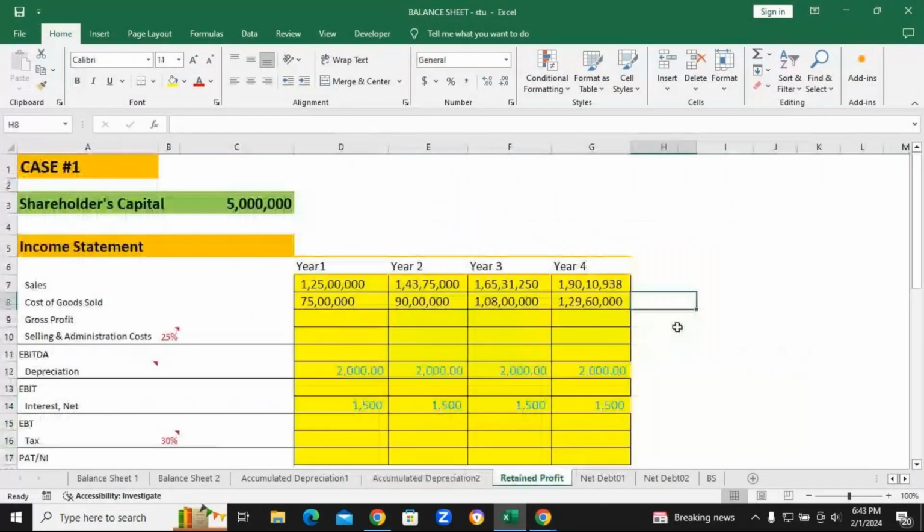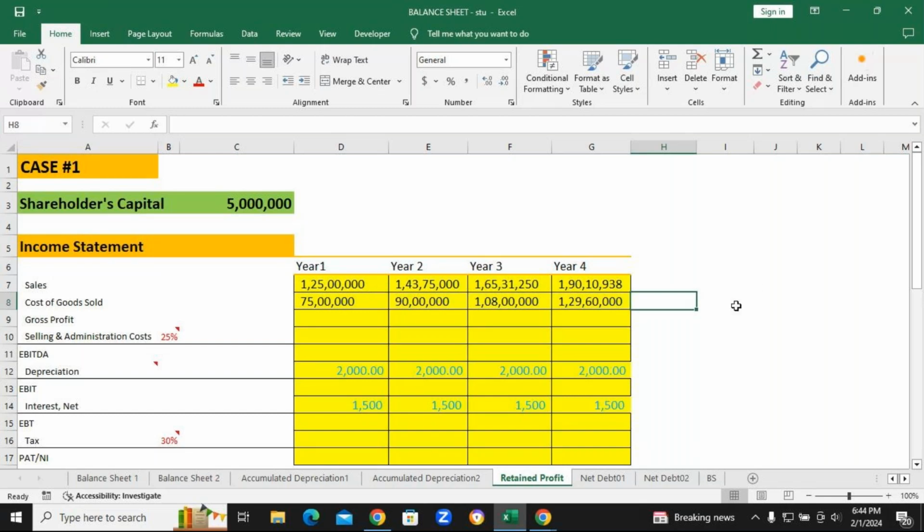So I wanted you people to open up with the balance sheet, retained profit. Today we'll be doing the retained profit. So the first two line items, this was left out. I wanted you people to enter it.